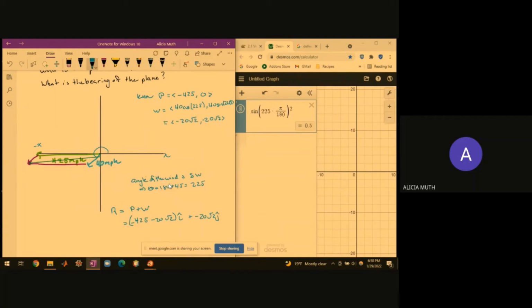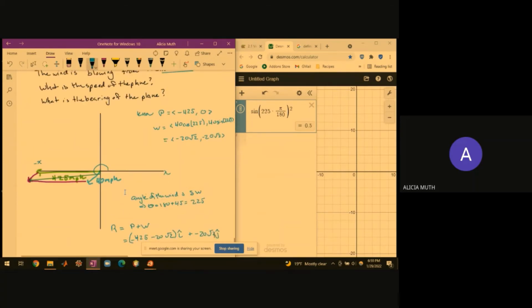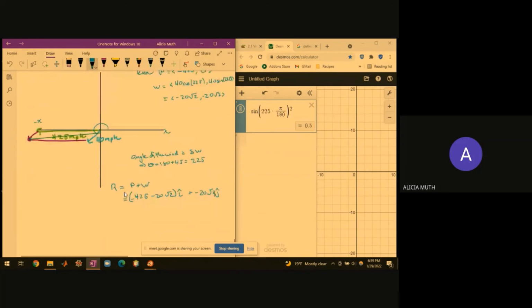All right. So we've actually increased the speed of our plane. This wind is pushing us in the same direction we're already going, so it's kind of giving us a little bit of an extra boost. So what is the actual speed of the plane? Well, the speed of the plane is the magnitude of the velocity vector. So it's the magnitude of our vector r.